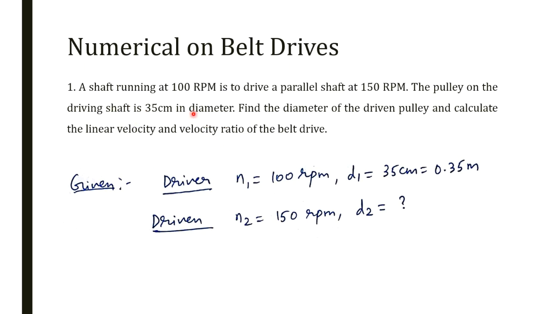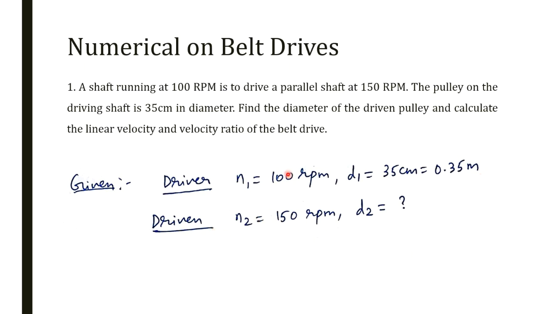So driver, they have given N1 is equal to 100 rpm, and then D1 they have given in terms of centimeter, 35 centimeter. When they have given in terms of centimeter, you need to convert into meter. So you need to follow one unit. So always we will take meter as the unit. So when you convert 35 centimeter into meters, it becomes 0.35, that is 35 by 100, 0.35 meter.